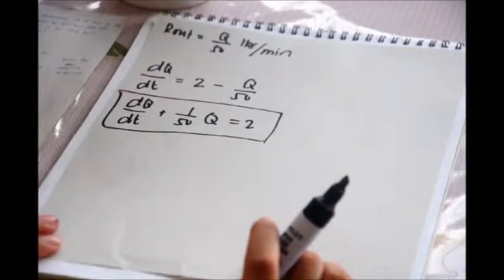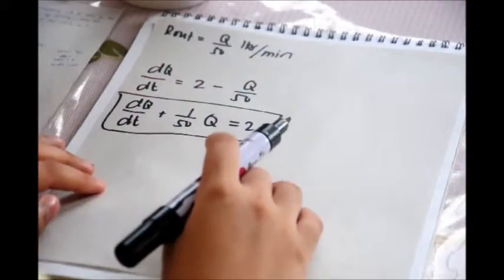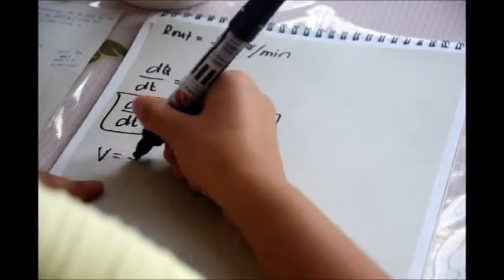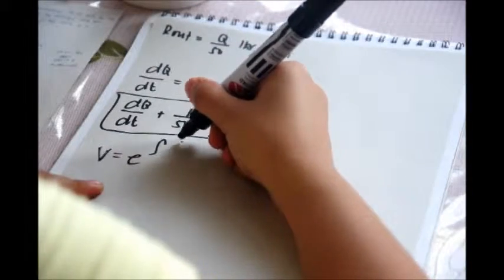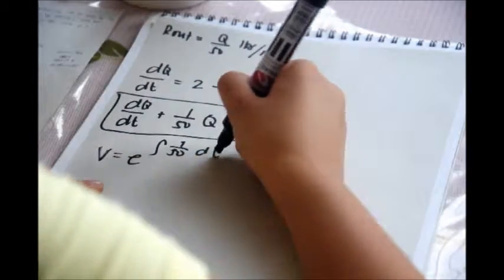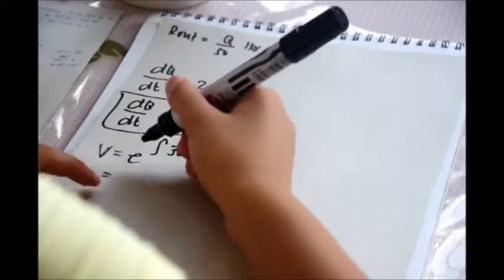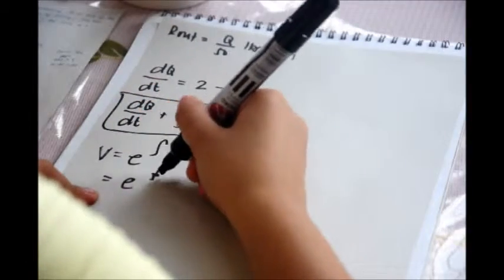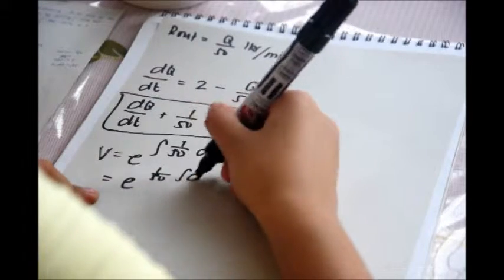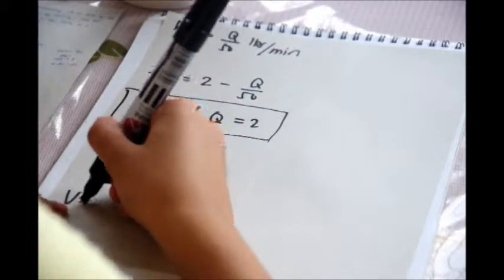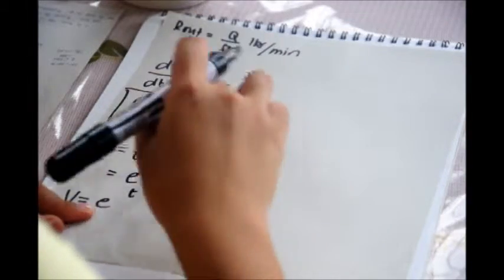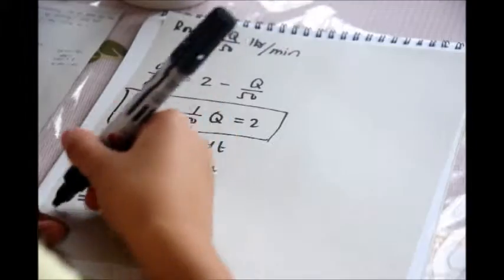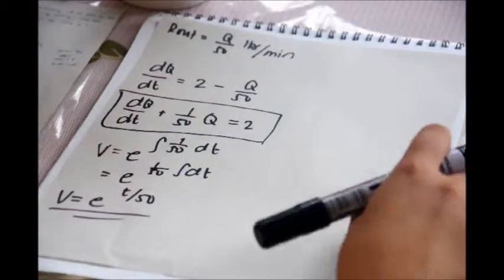So now, given a linear differential equation, we're going to find the appropriate integrating factor. So v is equal to e to the integral of this one, so it's 1 over 50 dt. So v is equal to e to the t over 50. So this is now your integrating factor.